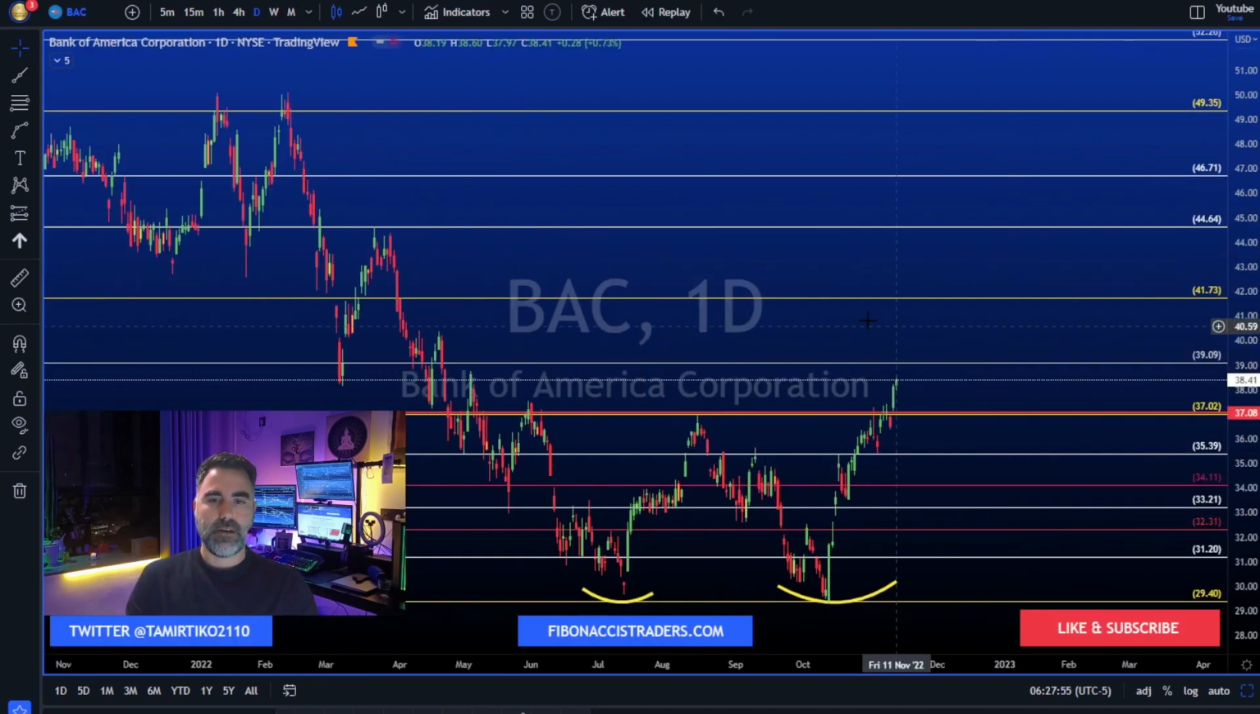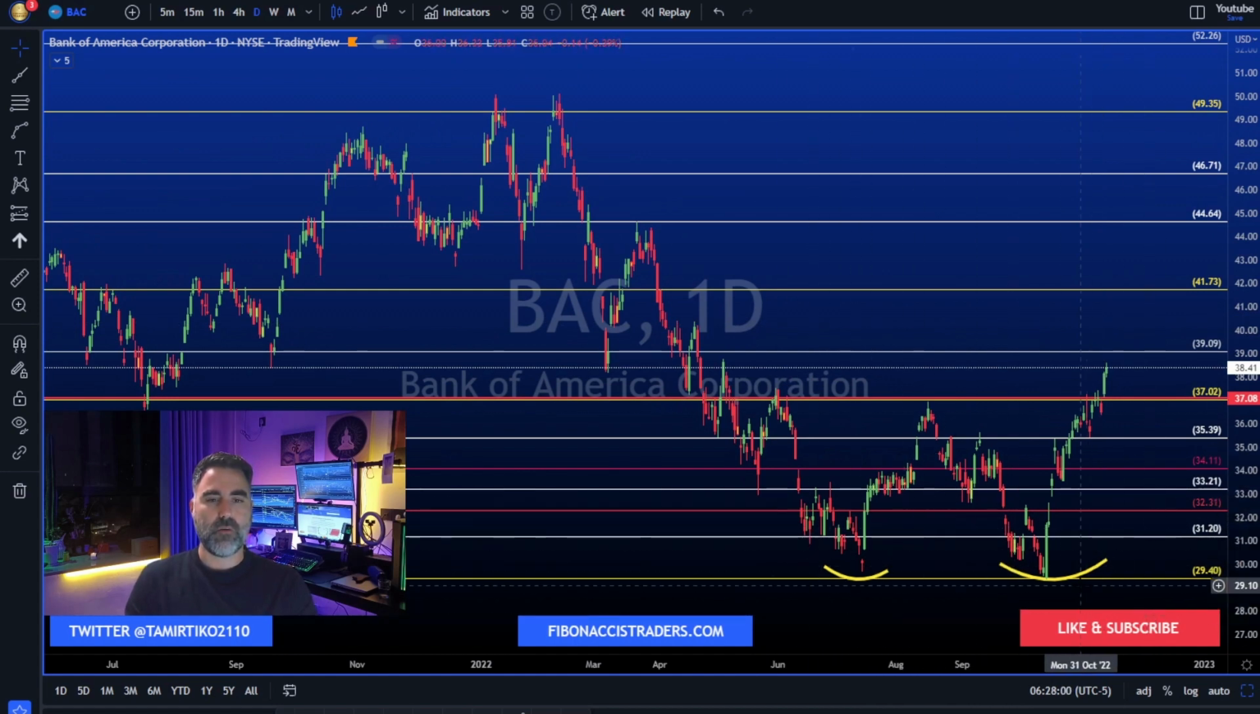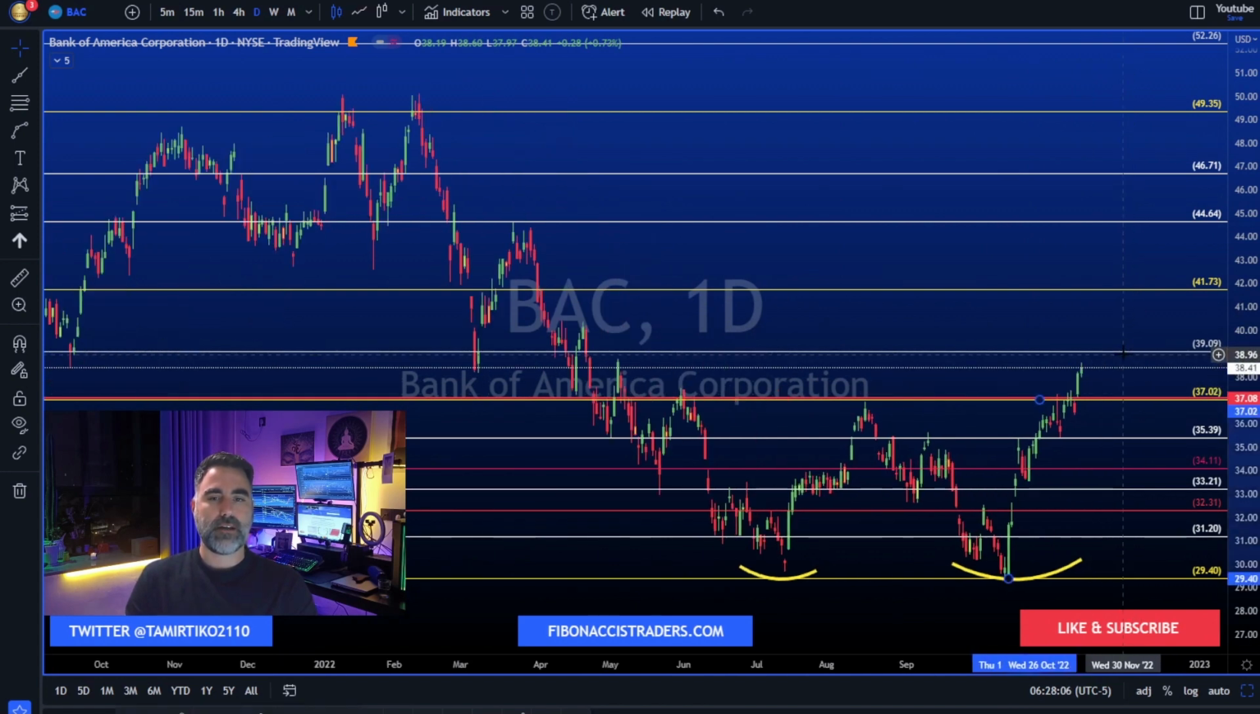Bank of America, BAC is next. Also another name we identified a double bottom several weeks ago. 37 breaking up above 39 is the next test for the bulls.